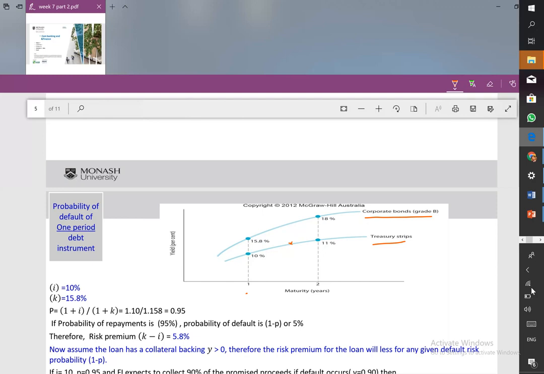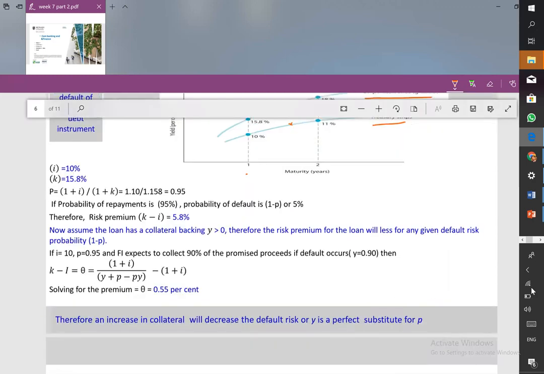And then we go to the next year, where the spread is increasing. There is nothing to do in this slide. It's just telling you that when I is 10% and K is 15.8%, then we can calculate the probability of payment as 95. I think I have talked about all of this and told you this premium can be 5.8 without collateral.